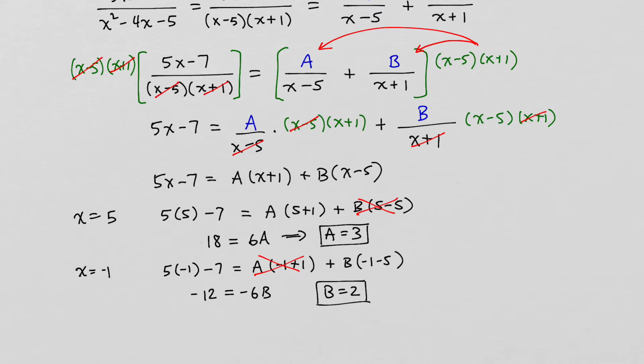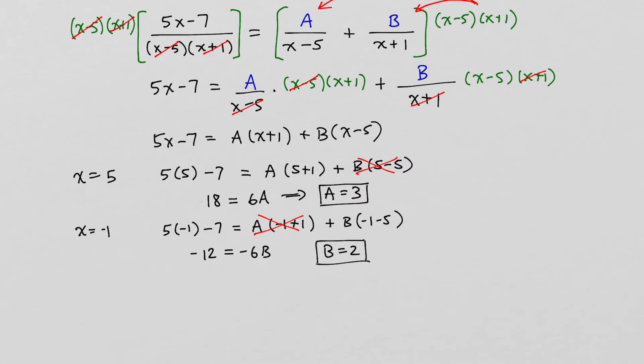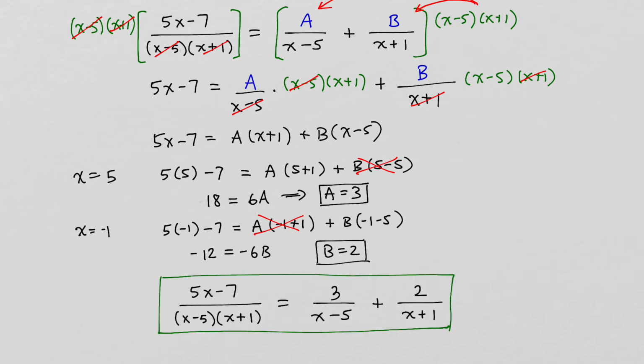Once we have the values of a and b, we simply need to take these values and plug them back in here, and that is our partial fraction decomposition. So when we plug in a equals 3 here, we get 3 over x minus 5, and when we plug in b equals 2 here, we get 2 over x plus 1. So the fraction 5x minus 7 over x minus 5 times x plus 1 decomposes into the sum of these two fractions.